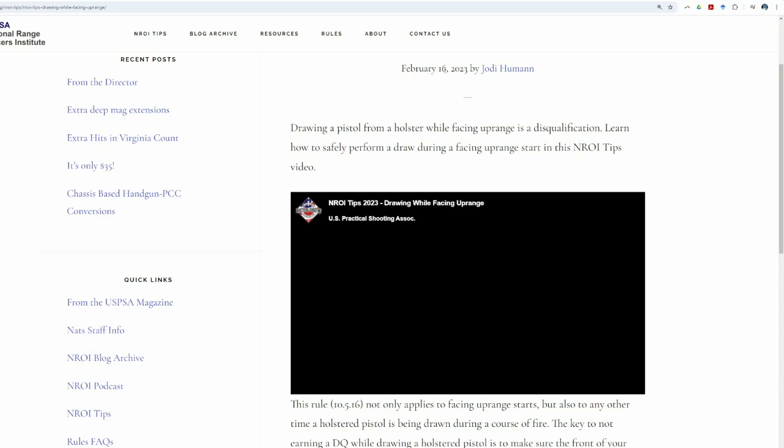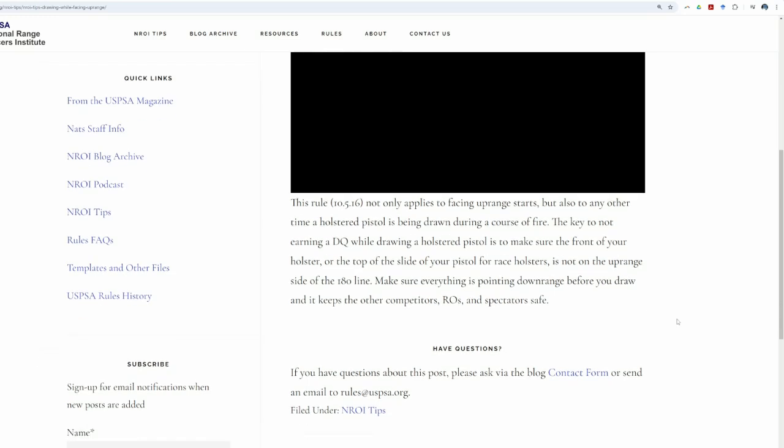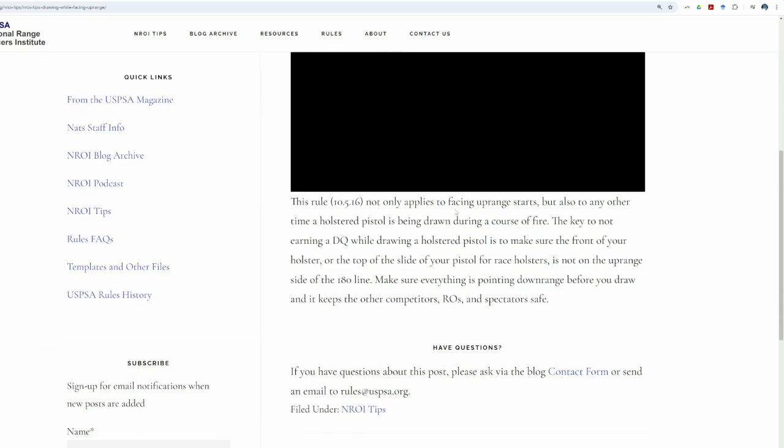Okay, so on February 16th of 2023, they say, drawing a pistol from a holster while facing uprange is a disqualification, right? That's 10.5.16. So we just read that rule, okay? So what does that mean? This rule not only applies to facing uprange starts, but also to any other time a holstered pistol is being drawn during a course of fire.